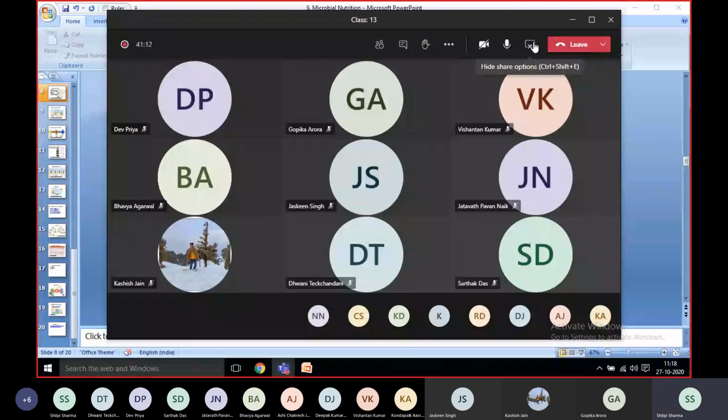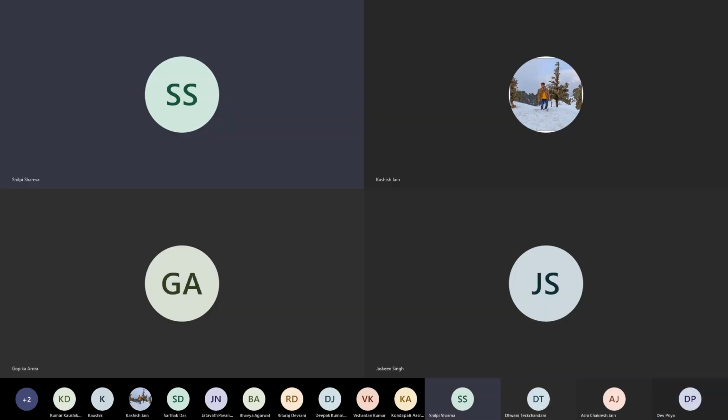I would now like to move to the... Is there any doubt with nutrition, students? Because then I'll move to microbial growth. Not really, ma'am. So I had covered most of it in the last class about how.